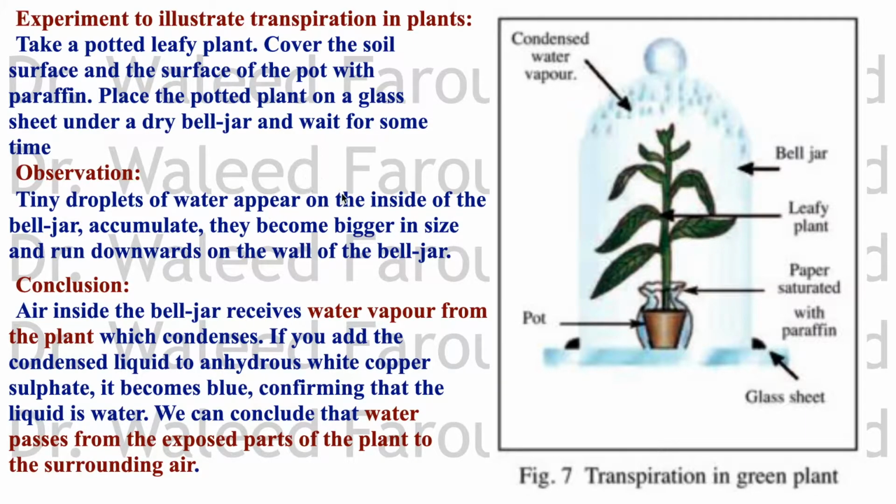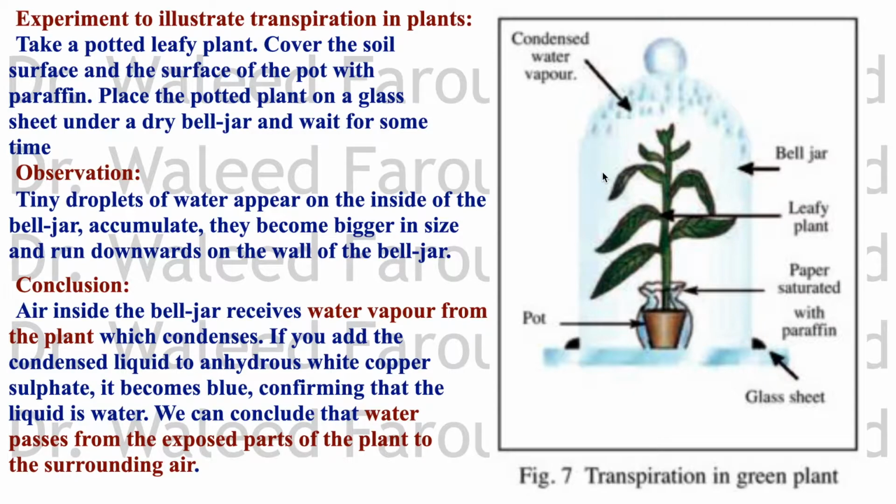Now, there is an experiment to illustrate transpiration. Take a potted leafy plant and cover it with paper saturated with paraffin. Cover the whole thing with a glass bell jar, and put it on a glass sheet, and observe what will happen during hours. There will be tiny droplets of water appearing on the inside of the bell jar. This means that water is formed and accumulates and becomes bigger in size and runs downwards on the wall of the bell jar.